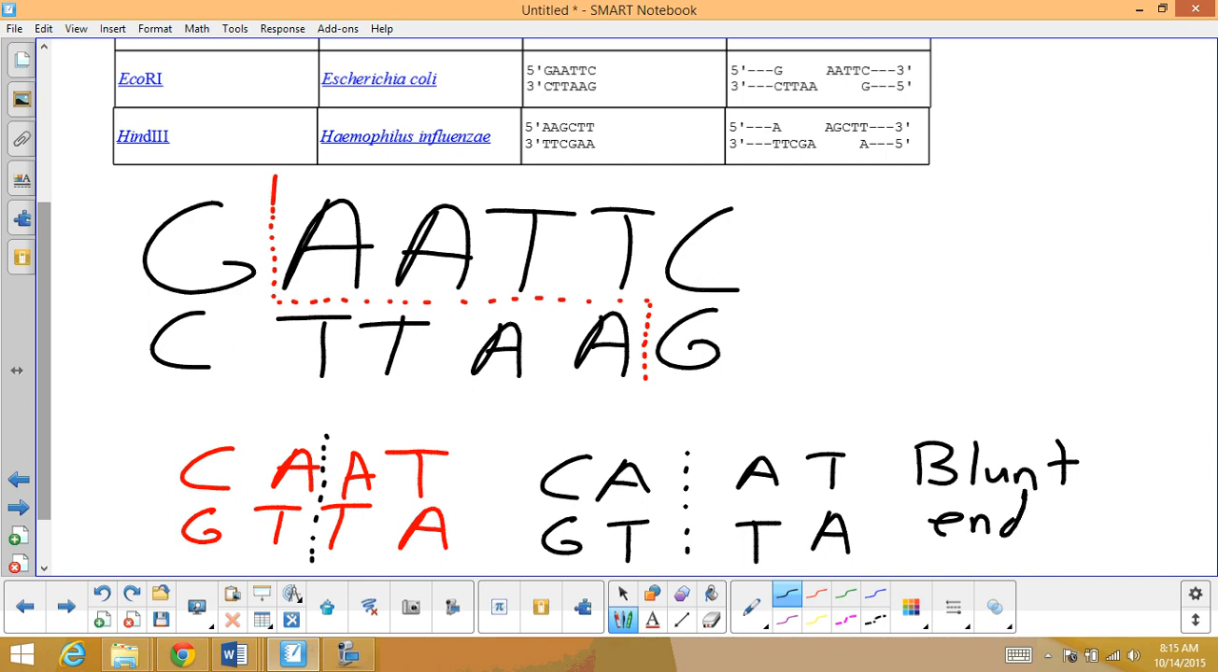If you don't have this on your paper, I would definitely put it. So anytime it cuts right down the middle and doesn't leave any fragments from one side to another, these are called blunt ends.